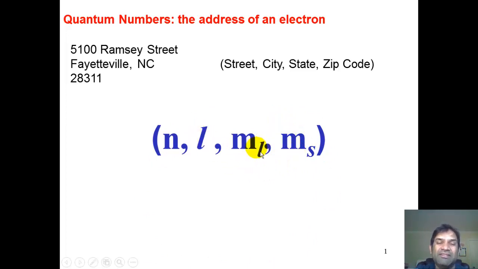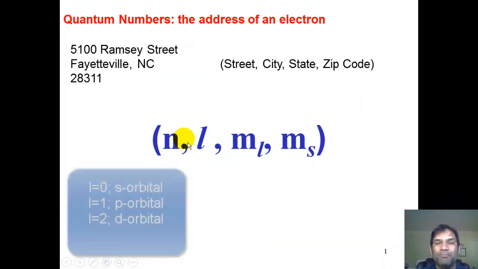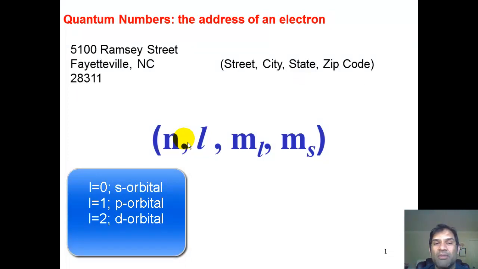The l and m sub l are a little bit more complicated. The l tells you the orbital. If l is 0, we're talking about an s orbital. That's something you just have to memorize. If l is 1, we're talking about a p orbital. If l is 2, we're talking about a d orbital. If l is 3, we're talking about an f orbital, which I will not discuss.